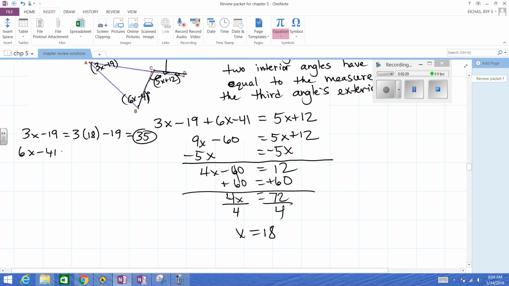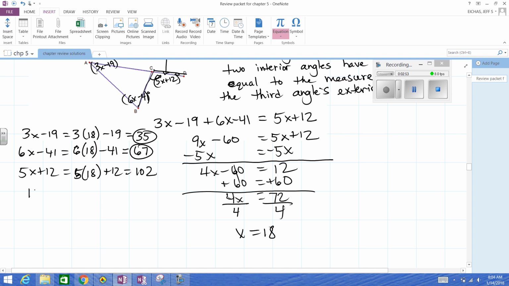6x minus 41. Plug in 18. What's that? 108 minus 41. Looking at 67. And then the 5x plus 12. 90 plus 12 is 102. And that should work because those two should add up to that.